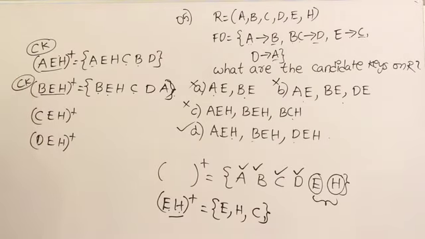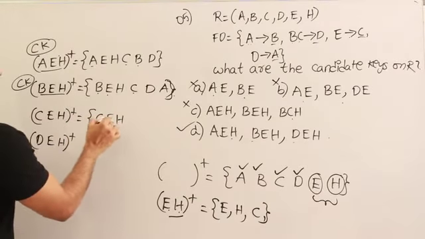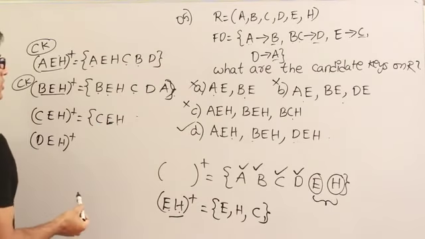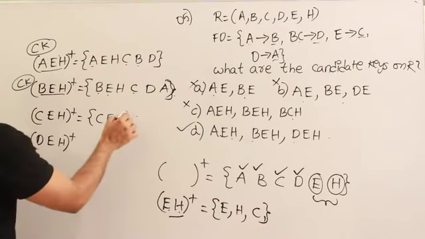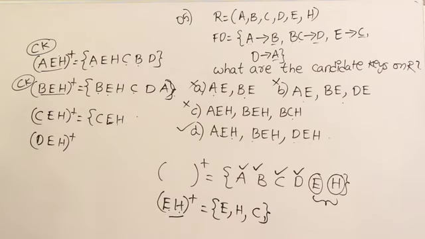Got it? And what about CEH? Let's see this. I add CEH here, and because of E I get C. C is already there, and I cannot add anything more, right? Therefore CEH is going to give us only CEH. So it cannot be a key, and so it cannot be a candidate key either.